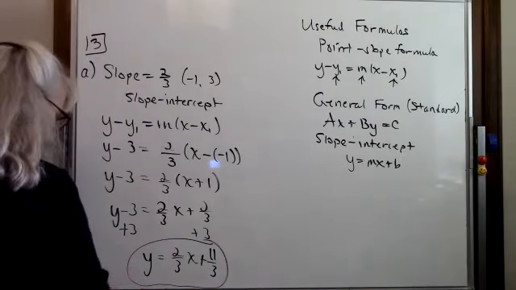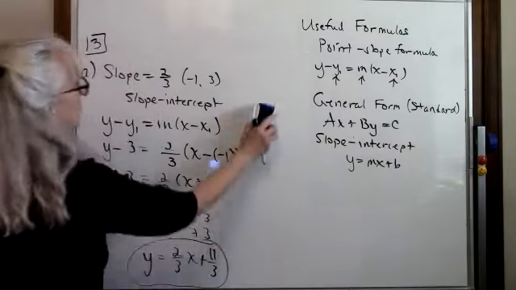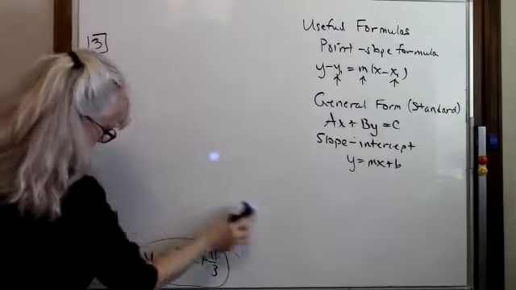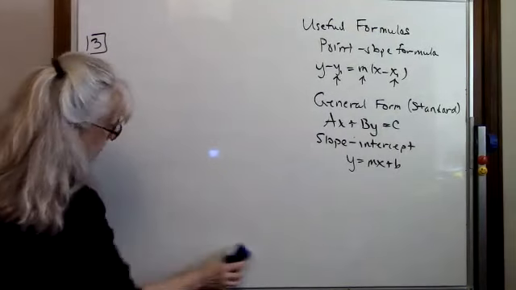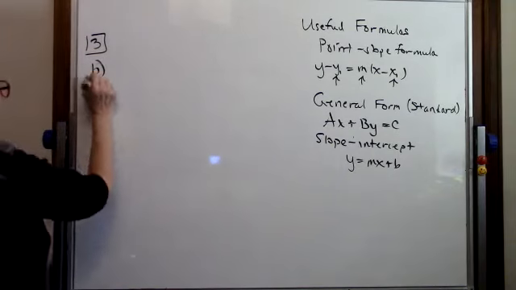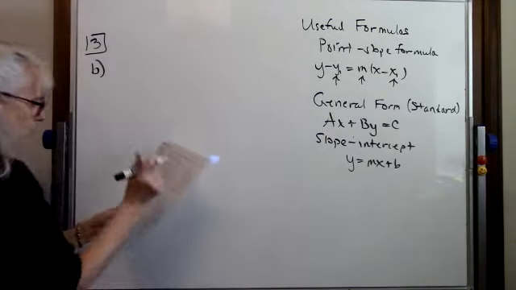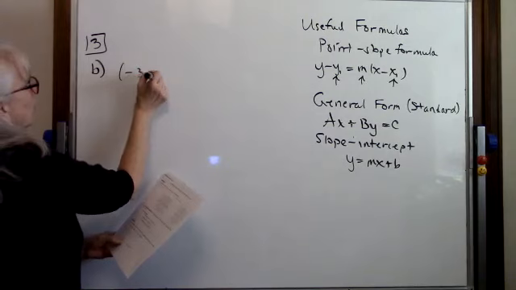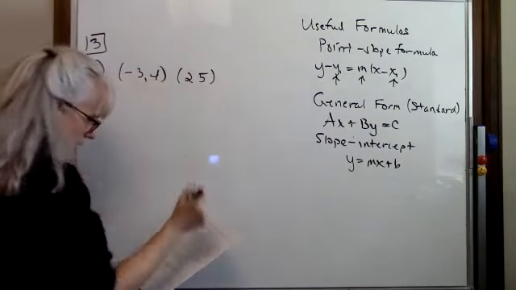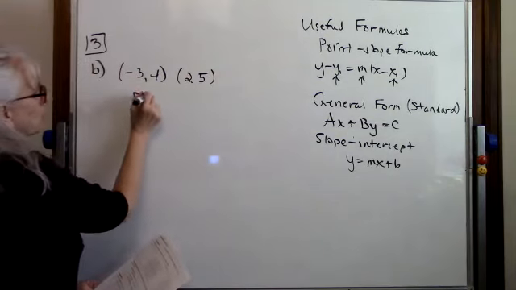Example B on that problem. This time, our line contains the points -3, 4, and the point 2, 5. And now they want it in point slope form.